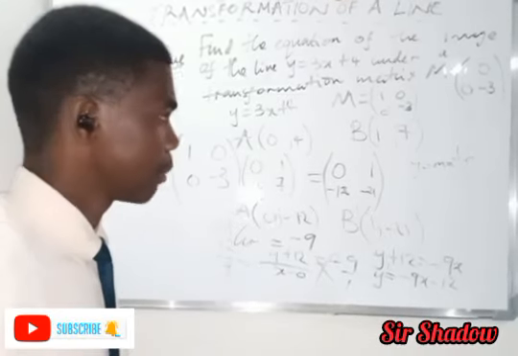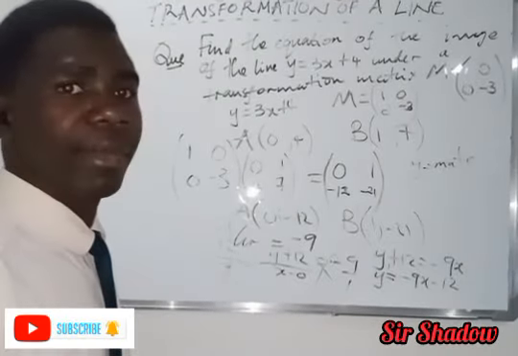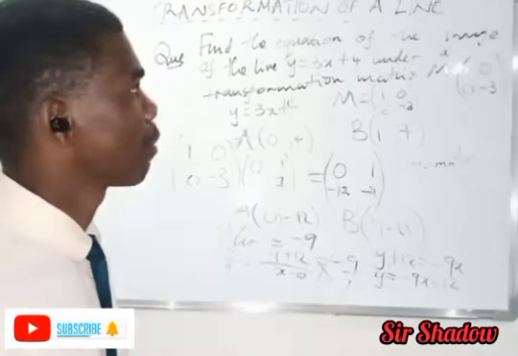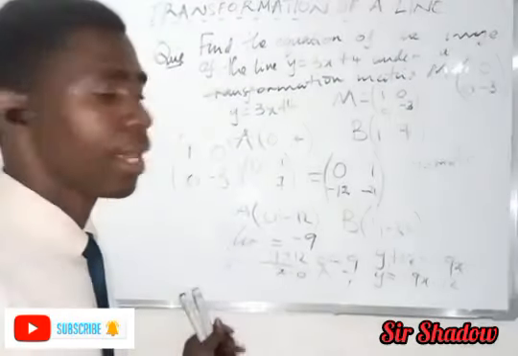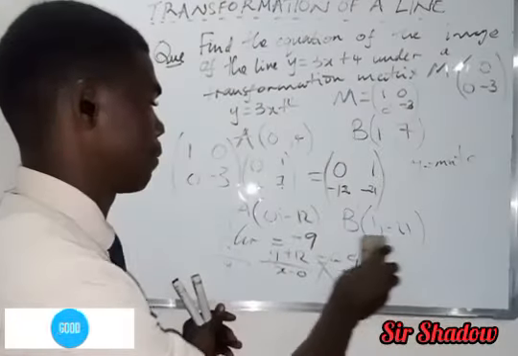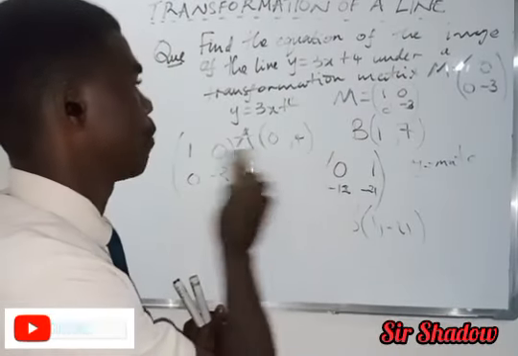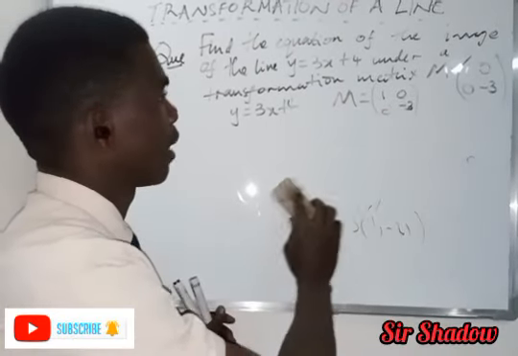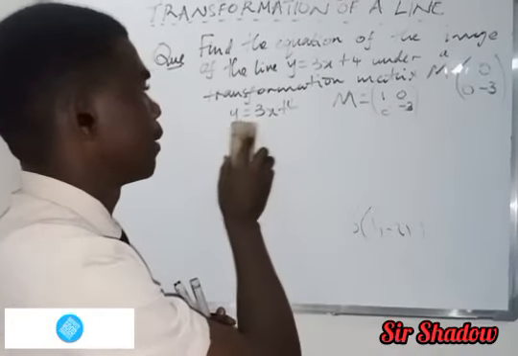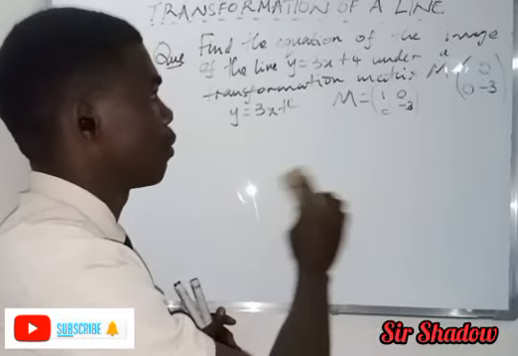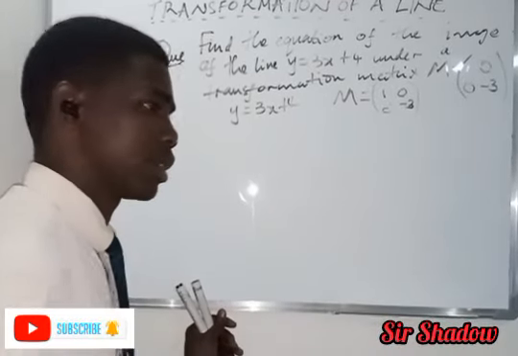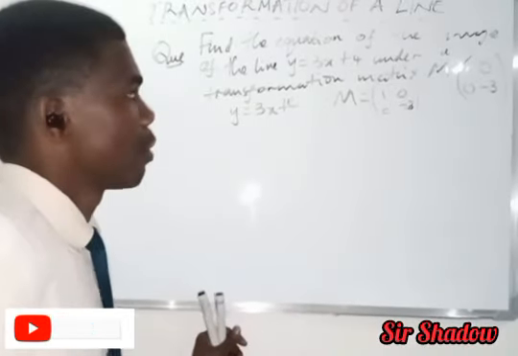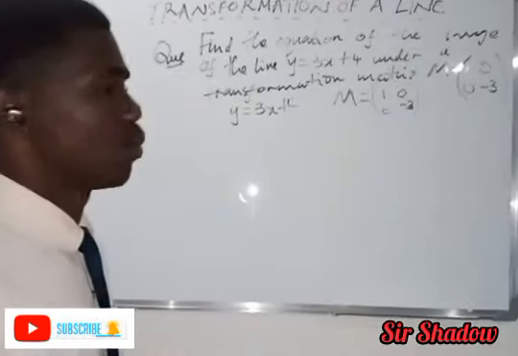Let's now move on to the second method on how to find the equation of the image from the equation of the object and a certain matrix M. You'll be able to choose the method which is simple for you. It's either method number 1 or method number 2. So let's move on to method number 2.